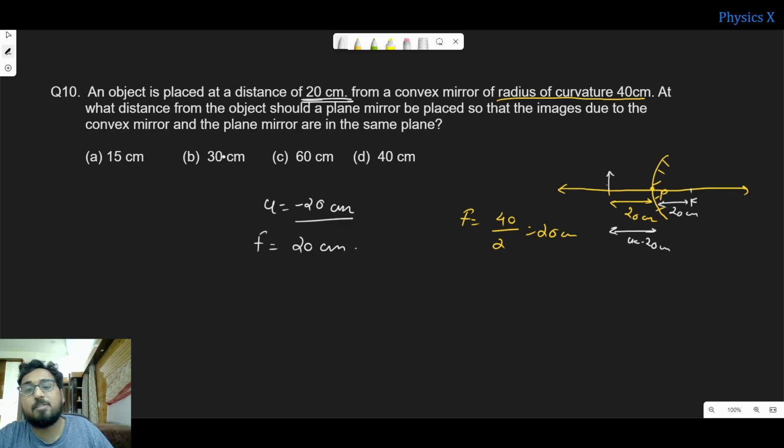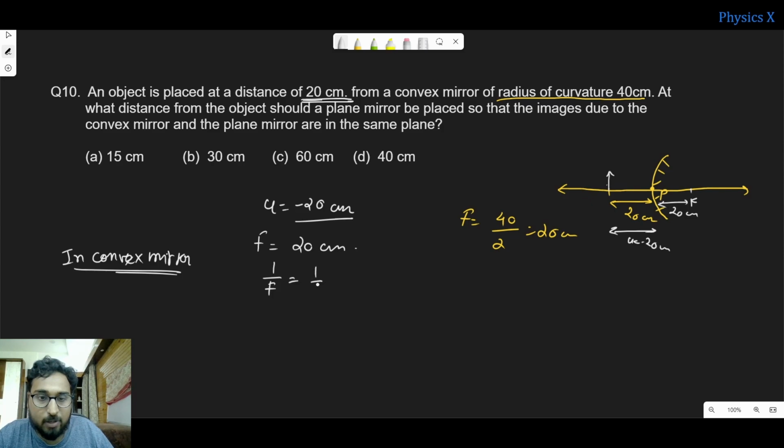What he is asking is that first of all we find where the image will be formed in the convex mirror. The plane mirror will come in the later part. First of all, let us see the convex mirror. We know that 1 by f is equal to 1 by v plus 1 by u. So 1 by f is 20. I am putting the proper sign convention because this is a convex mirror, so that is why I am taking focal length as positive.